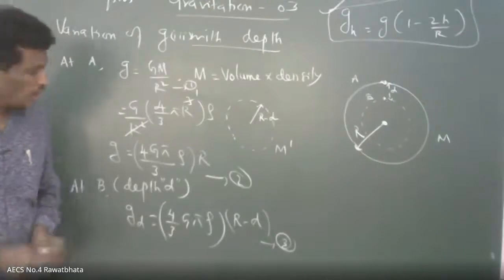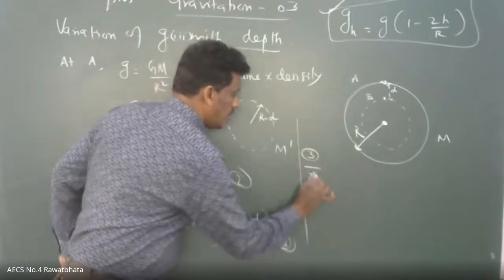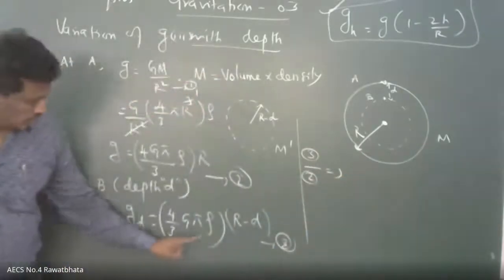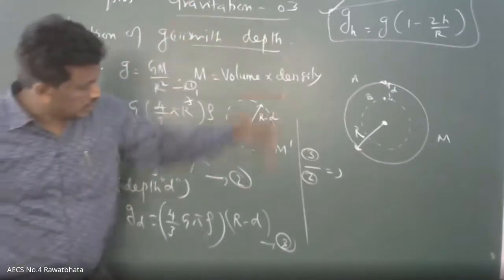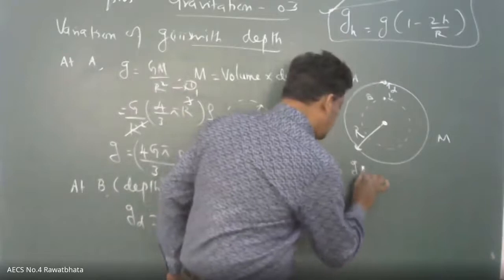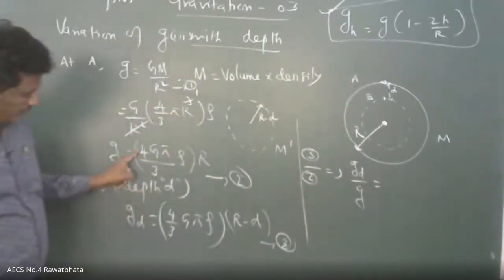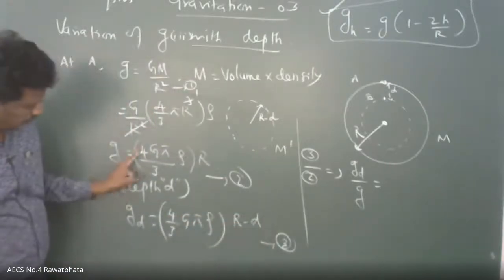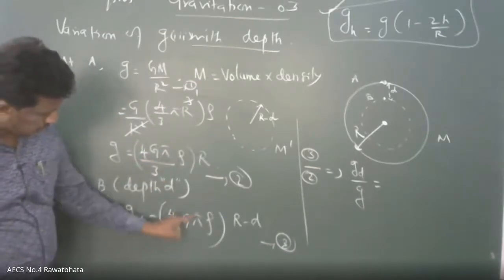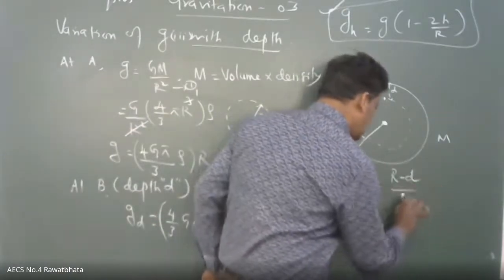Clear? Okay. I think you got two equations. Now what will you do? Equation 3 divided by equation 2. g_d by g, where d is depth. Whatever quantities are within the bracket, I am removing, otherwise you will have a problem. You see here, 4 by 3 G pi rho cancels. So R minus D by R.